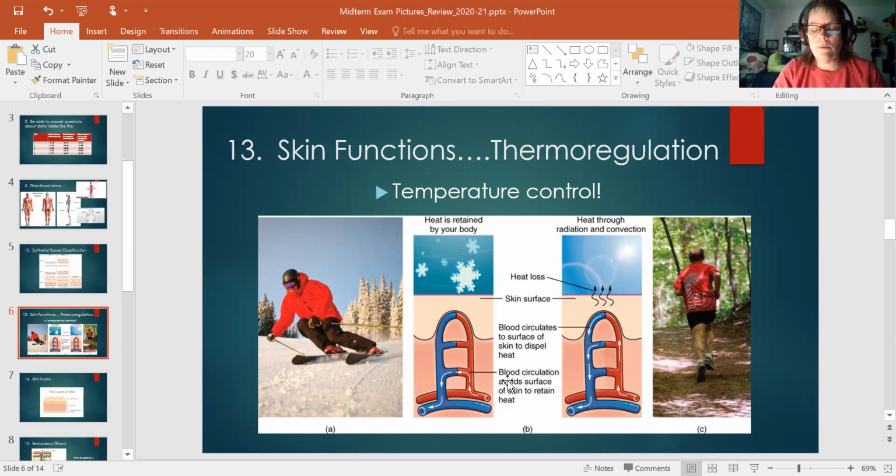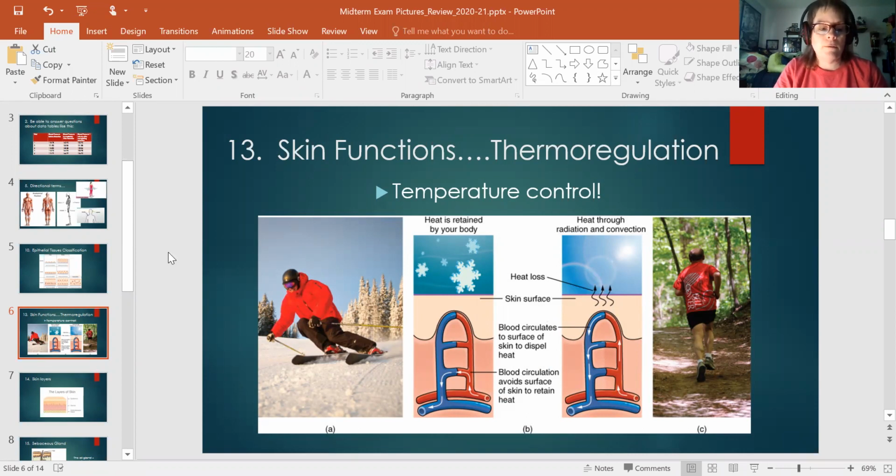And there's a picture similar to this on the exam. This one is showing when you're cold, the blood vessels in your skin constrict and it keeps the blood flow more inside, so the heat is retained, whereas when you're outside and it's hot, the blood vessels dilate, get bigger, and they get closer to the surface, and the heat is able to leave through the surface of the skin. So this is just one way that the skin can regulate body temperature.